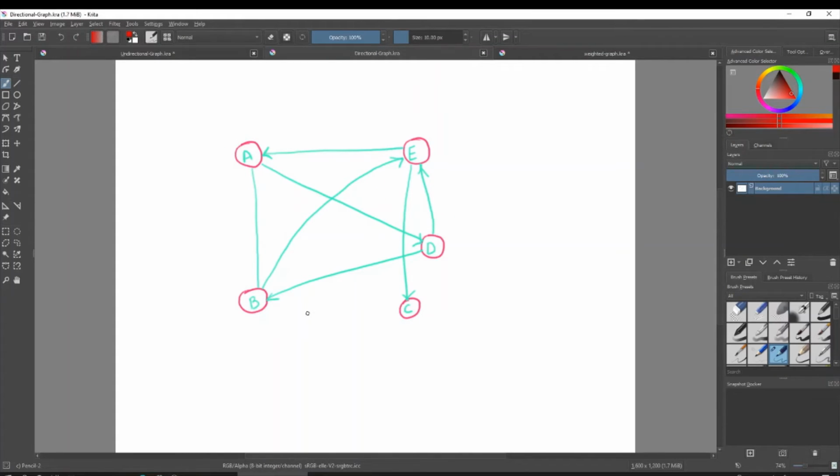In a directional graph, the edge which is coming in to a particular vertex is different from the edge going out of that vertex. The number of edges which are coming in to that vertex is called the in degree of that vertex. The number of edges which are going out from that vertex is called the out degree of that particular vertex.